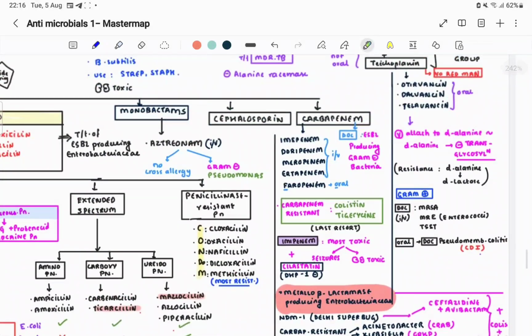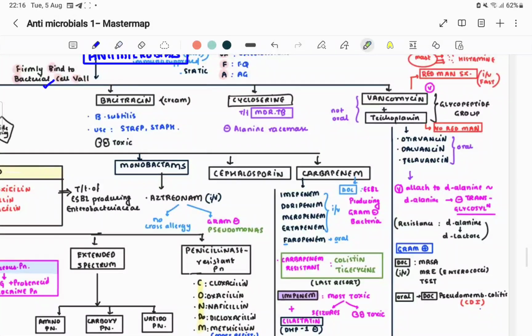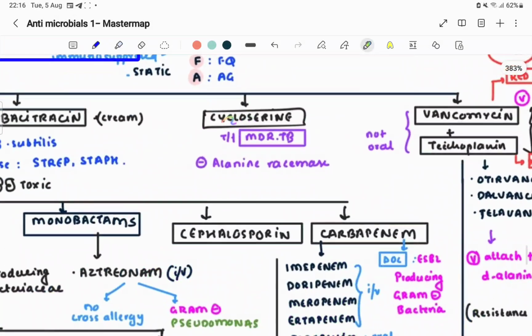So this carbapenems is also done. Cycloserine is used in the treatment of MDR TB. MDR means multi-drug resistant TB, which we will discuss in the TB lecture. Multi-drug resistant TB, you can use cycloserine.